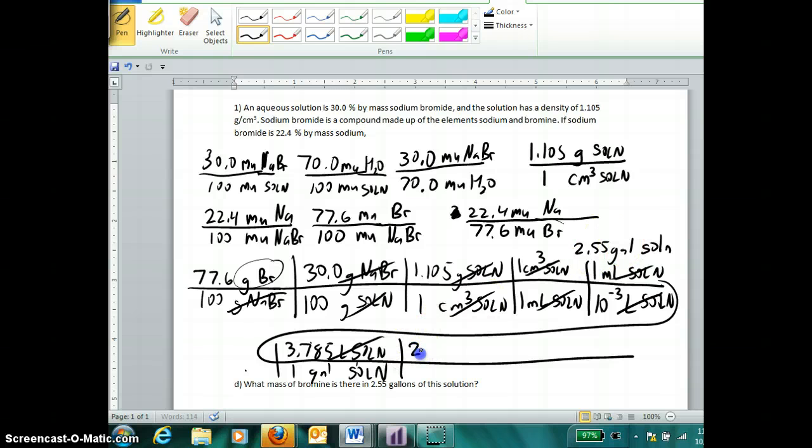And now I can make my final cancellation. 2.55 gallons of solution will cancel gallons of solution. I always check to see if specific units were requested, and this simply asks for a mass of bromine, and that's what I've got looking at me right now, a mass of bromine in grams, so I'm not going to change a thing. I'll just grab my calculator, and with 3, 3, 4, 4, and 3 significant digits, my answer should have 3, and I have 2.48 times 10 to the 3rd grams of bromine as my answer.